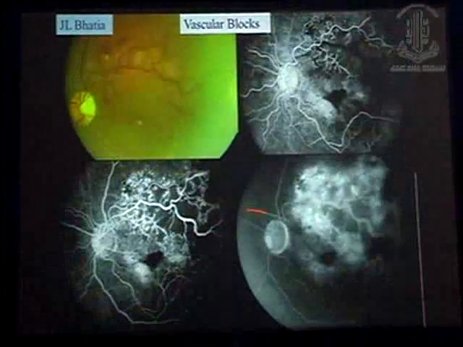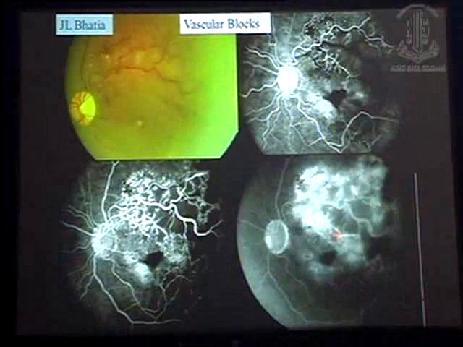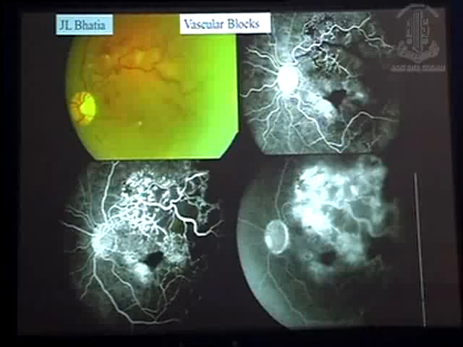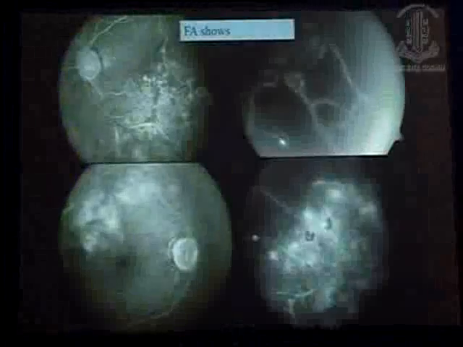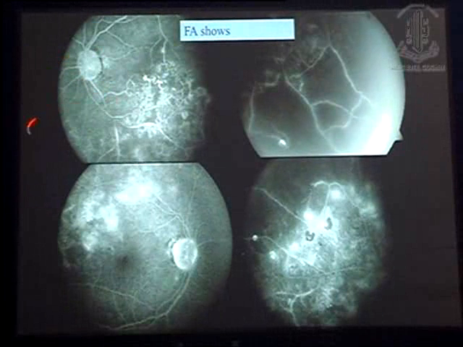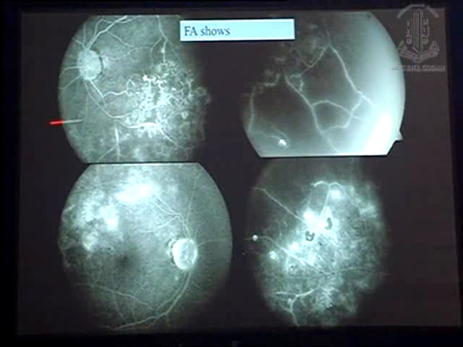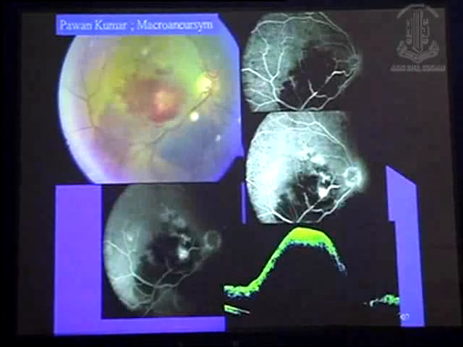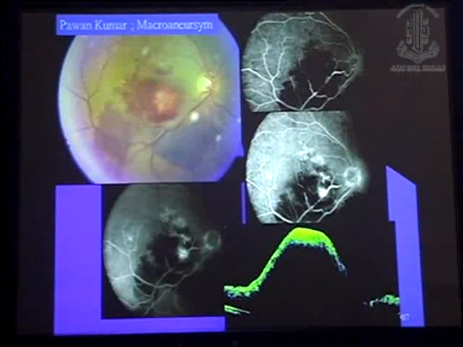Another patient of vascular block, you see here, there is a lot of non-perfusion areas. So this patient also will require treatment for macular edema, plus attention to this area with the help of laser treatment. Another patient of actually bilateral vascular block, left eye as well as right eye, showing ischemic areas as well as new vessels at the junction of perfused and non-perfused retina. This one photograph was shown by Manish.